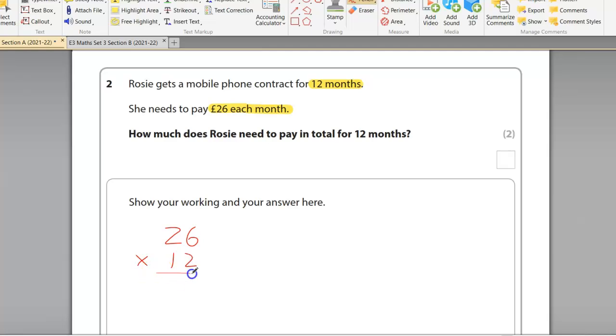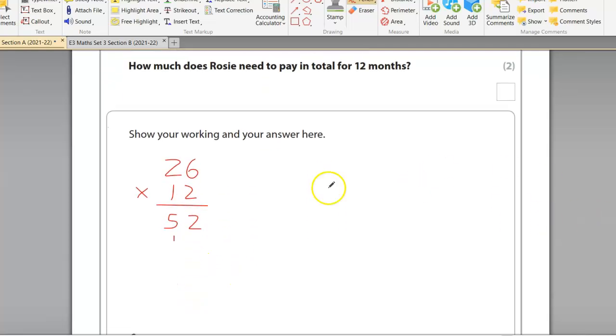So ideally you'll do that using long multiplication by saying 2 times 6 is 12. So put the 2, carry the 1. 2 times 2 is 4. Plus the 1 makes 5. So now we've finished multiplying by the 2 because we've done 2 times 6 and then 2 times 2. So because I've now finished with that 2, I can just cross that 2 out.